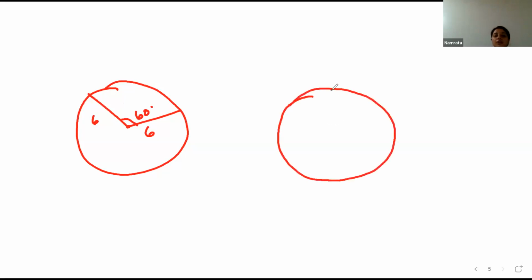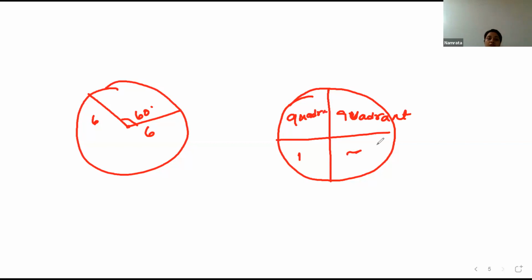What is the meaning of quadrant of a circle? If I divide this circle in 4 equal parts, that is called quadrant. This is one of the quadrant. This is another quadrant, and this is another quadrant. So if we have to find the area of quadrant of a circle, we can say total area of the circle by 4. If we do that, that will give the area of the quadrant of a circle.